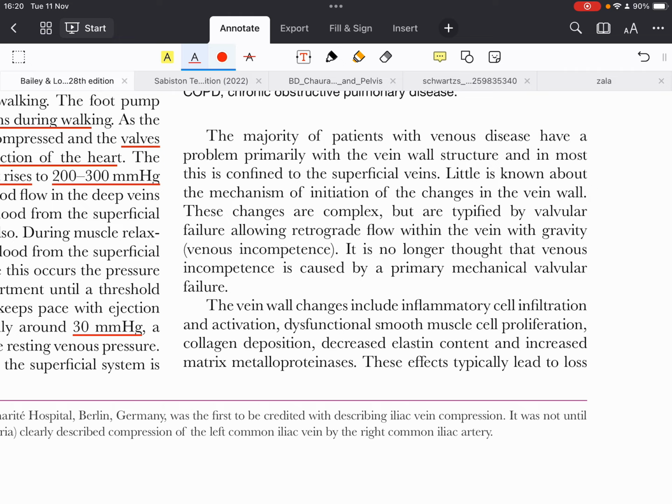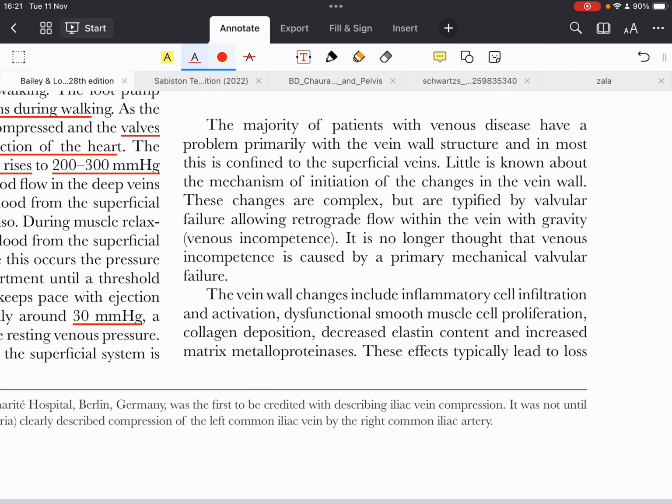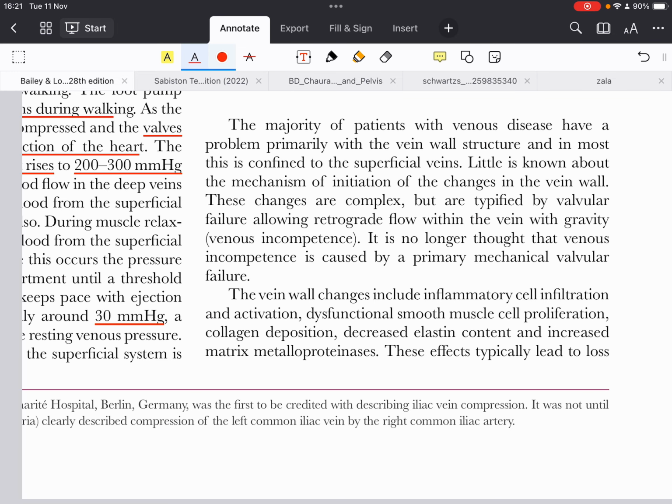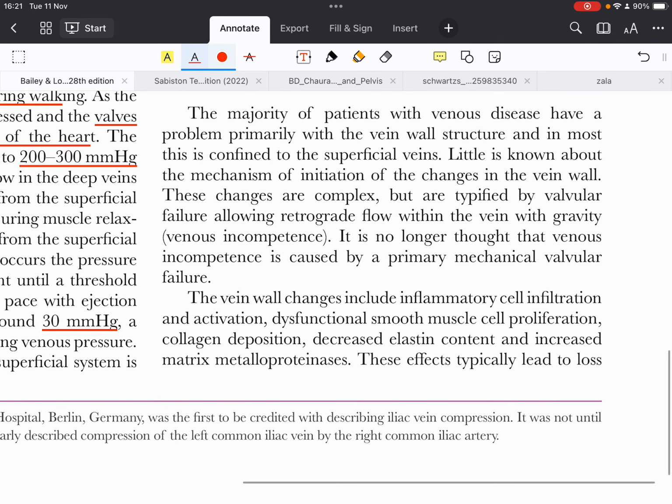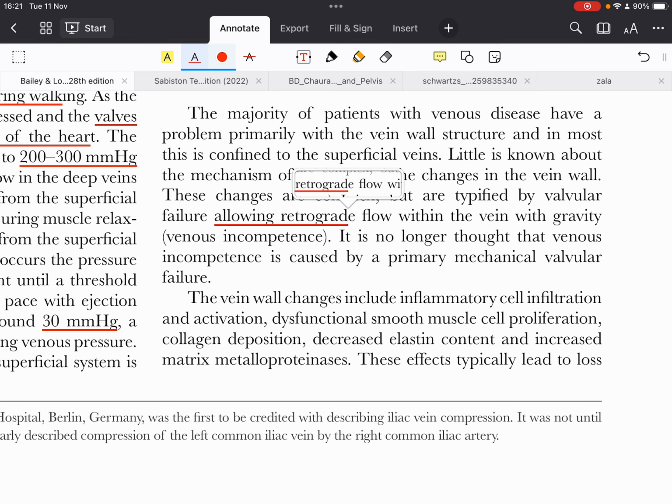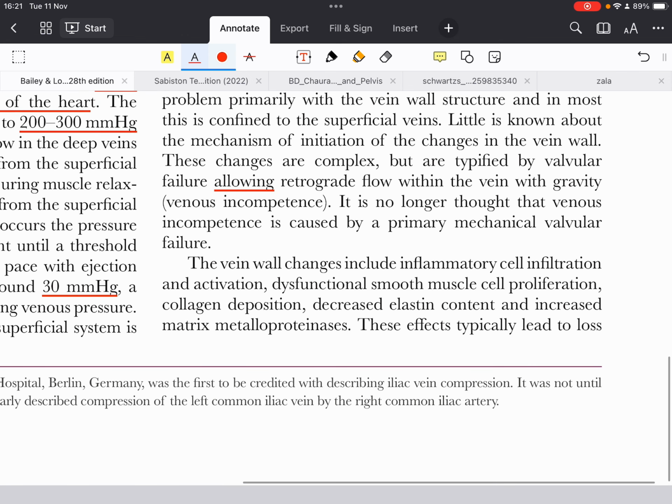Now, the majority of patients with venous disease have a problem primarily with the vein wall structure, and in most diseases it is confined to the superficial veins. Little is known about the mechanism of initiation of the change in the vein wall. These changes are complex but are typified by valvular failure following retrograde flow within the vein with gravity, venous incompetence. It is no longer thought that venous incompetence is caused by a primary mechanical valvular failure.